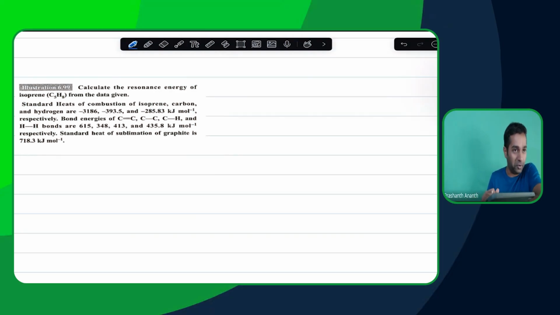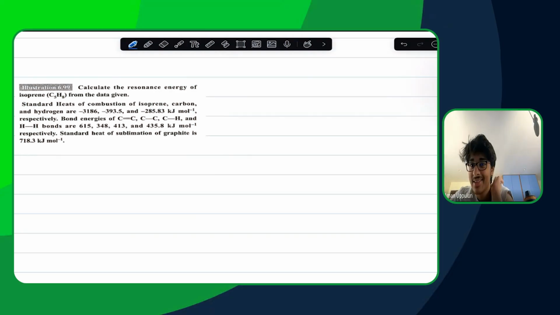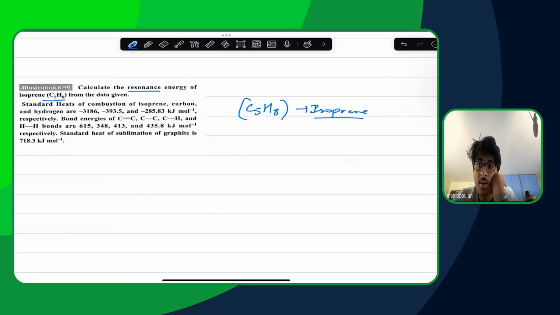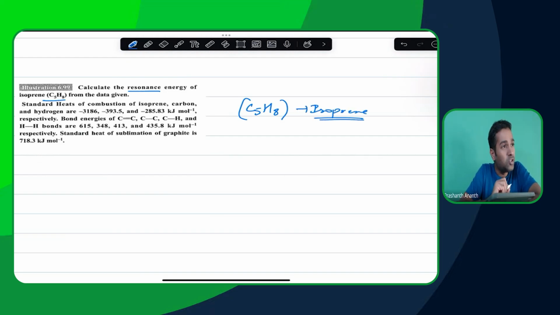We will discuss the second one first. So calculate the resonance energy of isoprene from the data given. Isoprene is going to be given as something which has formula as C5H8. Not necessarily cyclo. Do not assume cyclo.